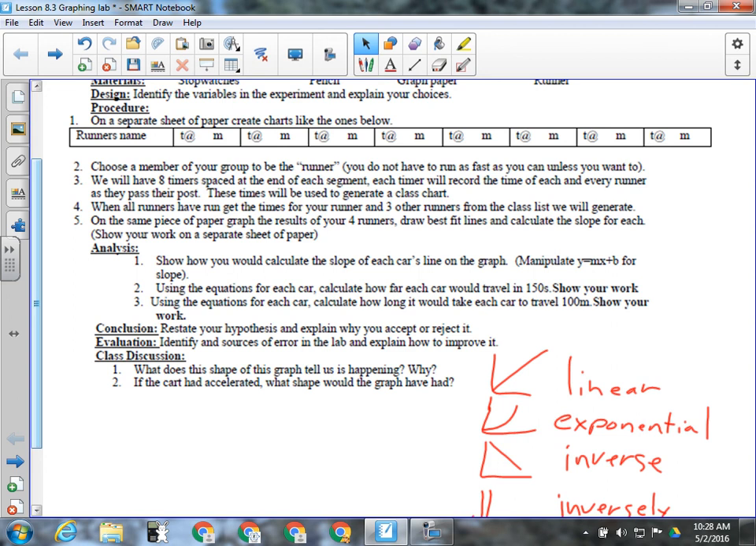You can do that by typing it out, or you can write it on paper, snap a picture of it, and insert the picture. I don't care which, as long as it's in there. Okay, and then number 3, similar, using the equations for each car, calculate how long it would take each car to travel 100 meters. Show your work. All right. Fairly straightforward stuff, okay, using y equals mx plus b. Then you have your conclusion and evaluation.